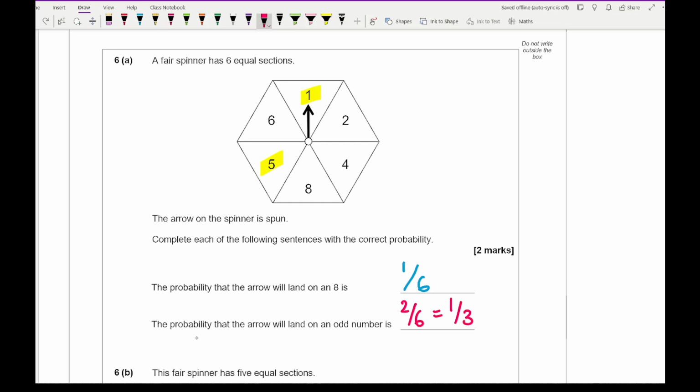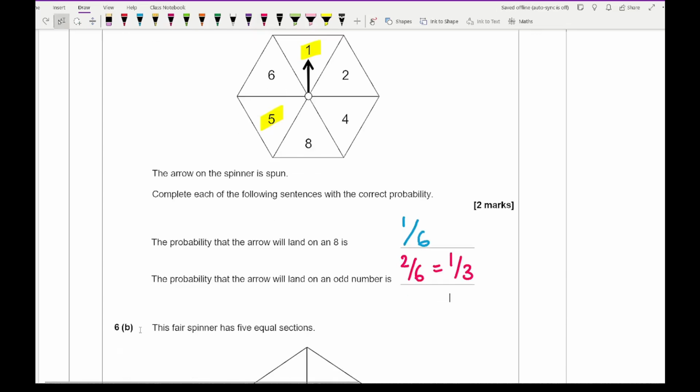Now obviously in this particular question it doesn't say anything about writing your answer in the simplest form, so as long as your fraction is equivalent to 1/6 for the first part and 1/3 for the second one, you will get the full marks for it.